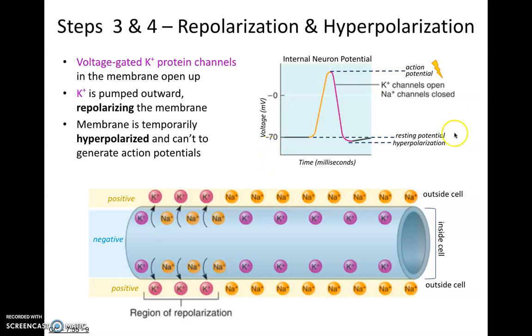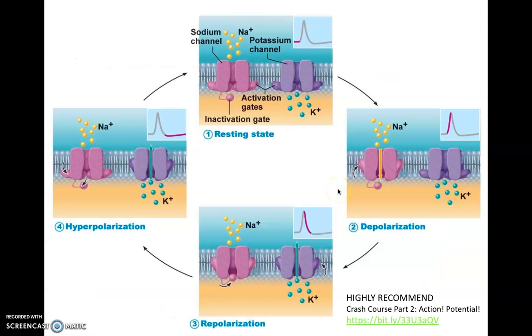At hyperpolarization, membranes can no longer generate action potentials. This is just a temporary state, and that's why our neuron doesn't remain constantly fired once the threshold stimulus hits. It's a temporary reversal of charge as that threshold travels down the membrane, but then it's shut down immediately right behind it. So I really love this little cycle that we see here.